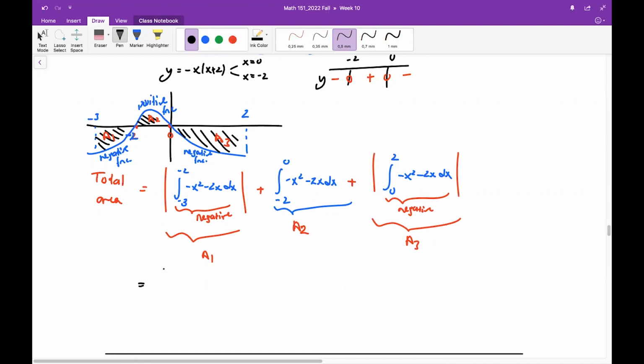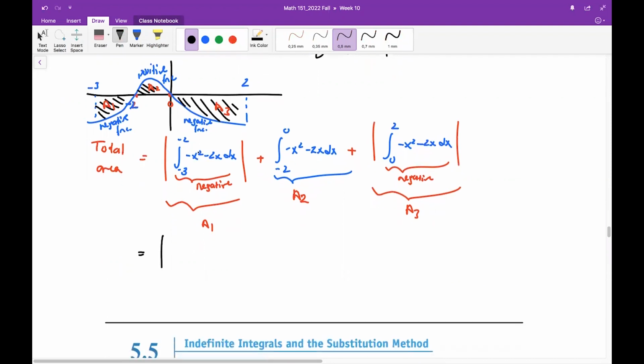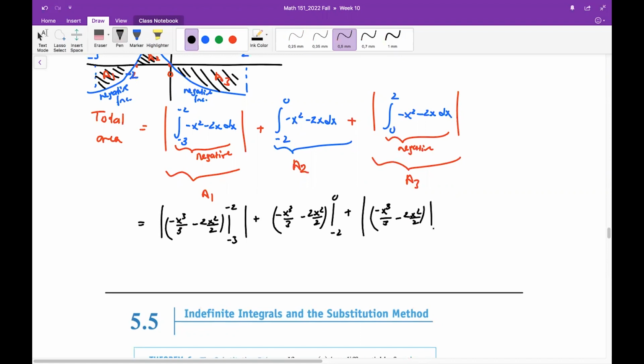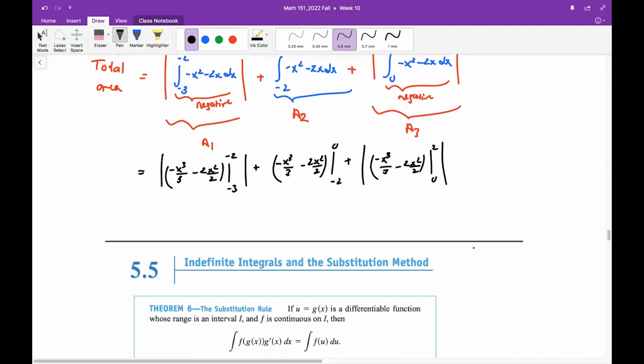Now I will just compute the integrals. The integral of x squared is the power increased by 1, divided by the new power. Similarly for the other term. This expression is evaluated from -3 to -2, plus, similarly, minus x cubed over 3 minus 2 times x squared over 2, this expression from here to here. Then inside the absolute value, x cubed over 3 minus 2 times x squared over 2, evaluated at these upper and lower bounds.